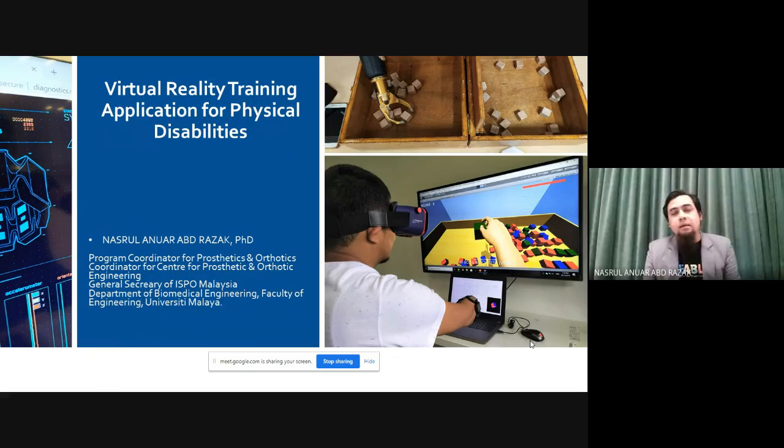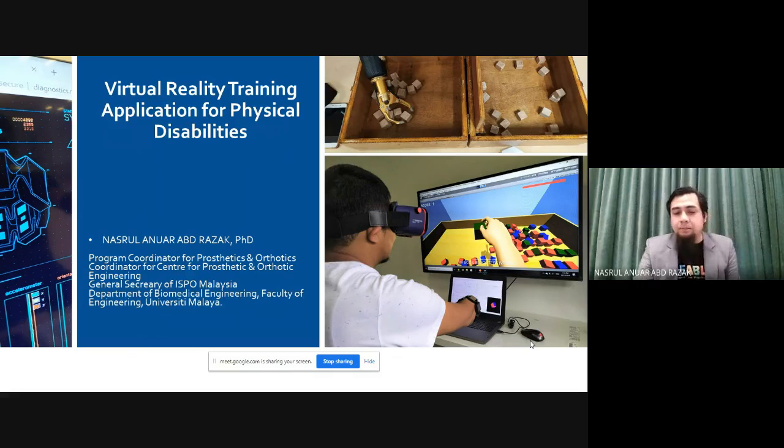So here at Universiti Malaya, we have come up with a new way to conduct rehabilitation, known as a virtual reality training application for physical disabilities. As you can see from the figure, there is a conventional way, and also a new virtual reality technique that has been developed by our team at Universiti Malaya.